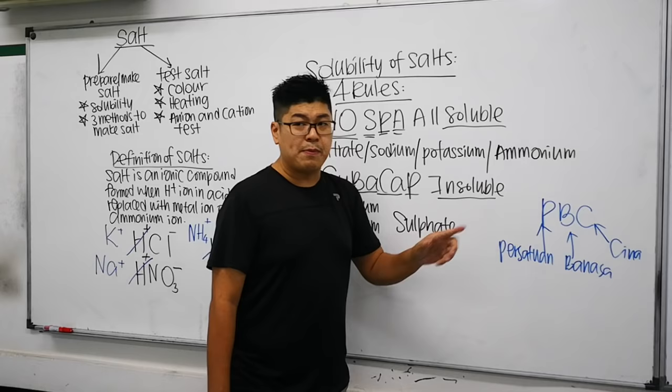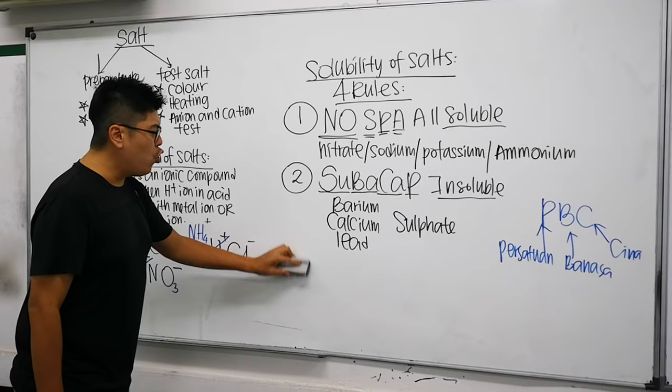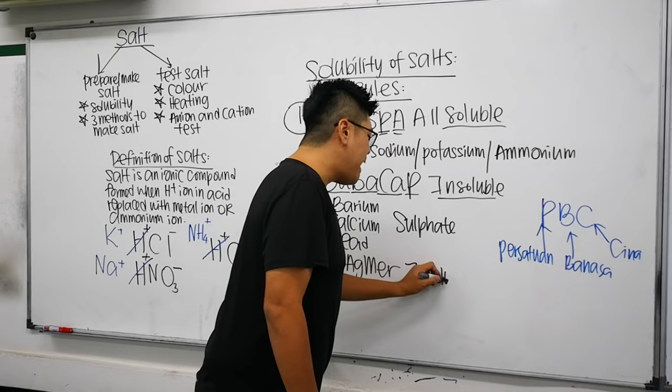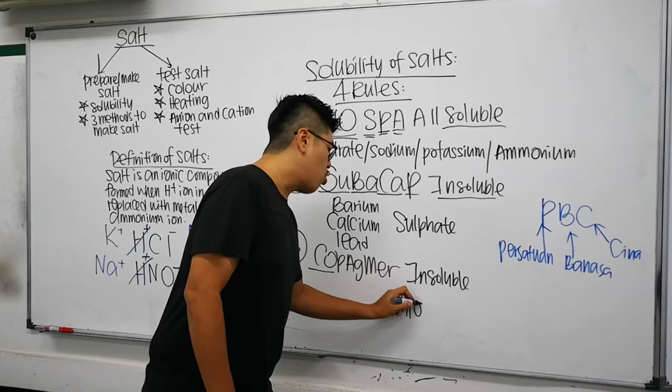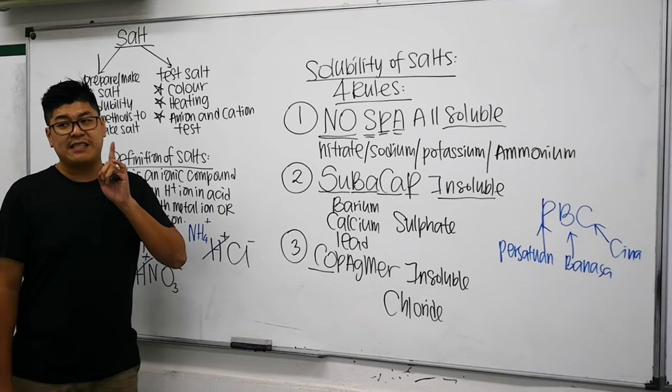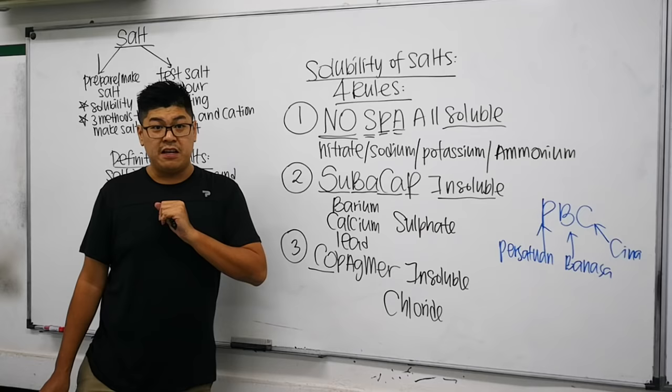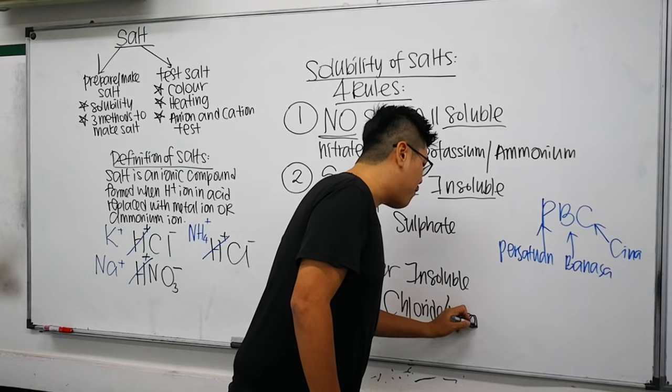Okay, rule number three is called CoPAgMer. CoPAgMer is insoluble. Again, what is CoPAgMer? Co stands for chloride, not only chloride but inclusive of the siblings of chloride. Who are those siblings? Chloride belongs to group 17 in the periodic table. Apart from chloride, you still have the brother called bromide, and another younger brother called iodide.